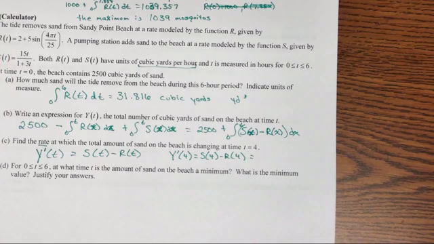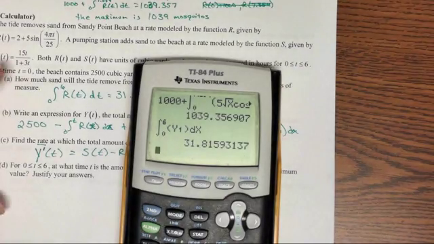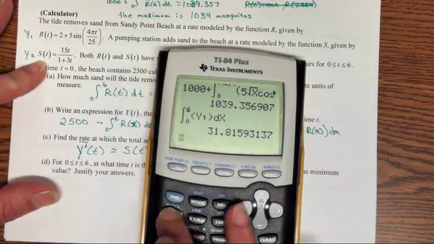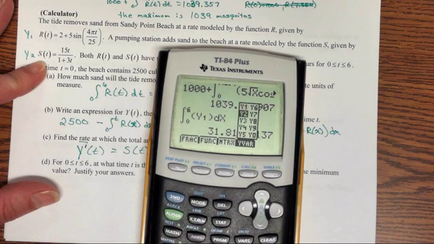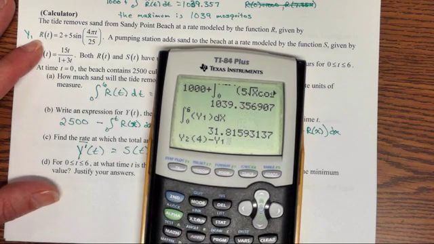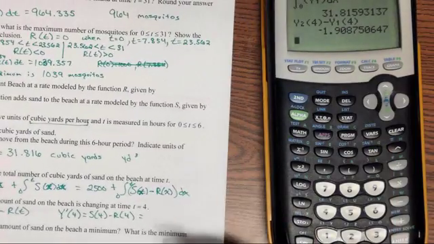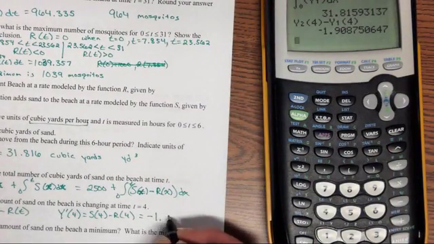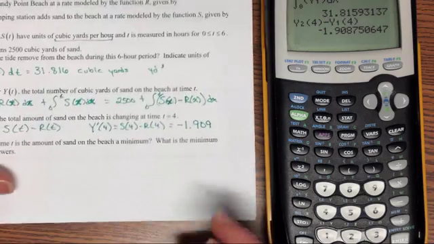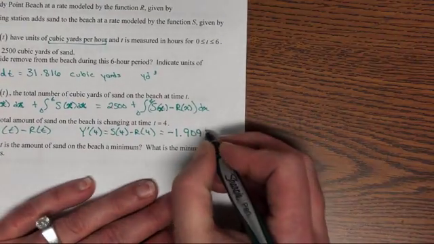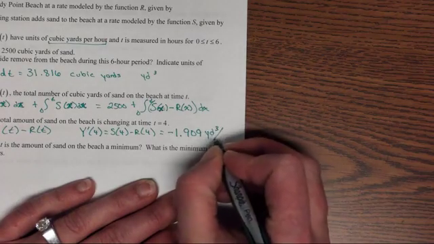So in my calculator, I would do s was y2 of 4 minus, we did r in y1, of 4. That gives me negative 1.909, sorry, cubic yards per hour. So yards cubed per hour.